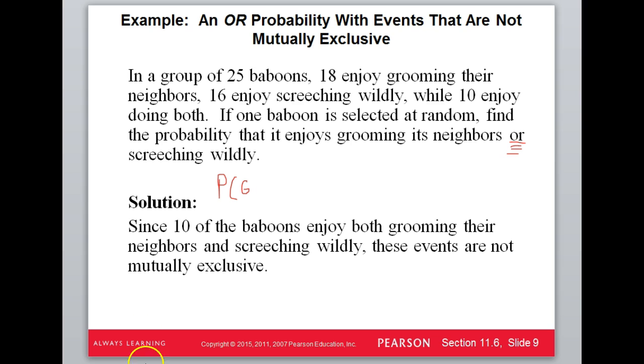G for grooming, or S for screeching. Okay, so the rule says that I split that up and add each one individually. The probability it enjoys grooming plus the probability it enjoys screeching. Alright, and then we'll subtract off the probability it enjoys both grooming and screeching. Alright, that's what we're being asked to do.